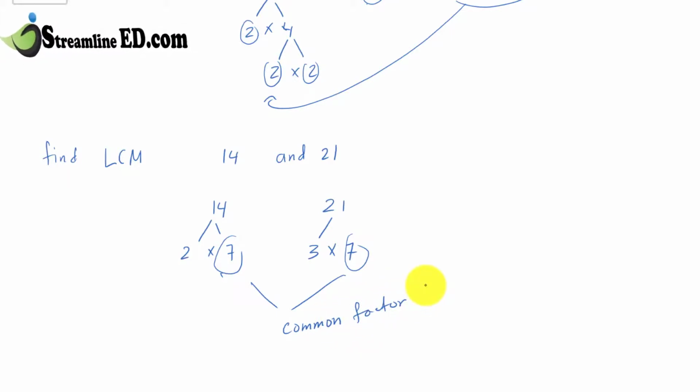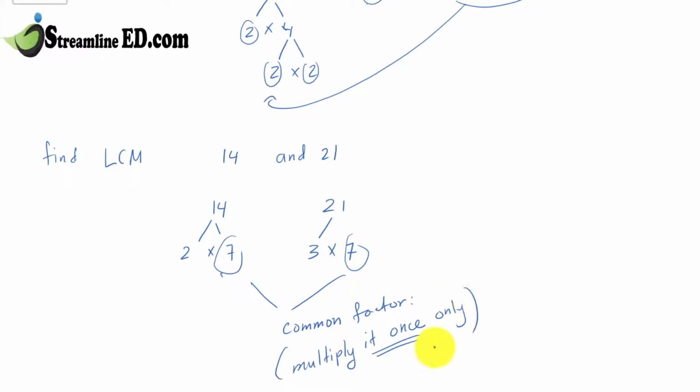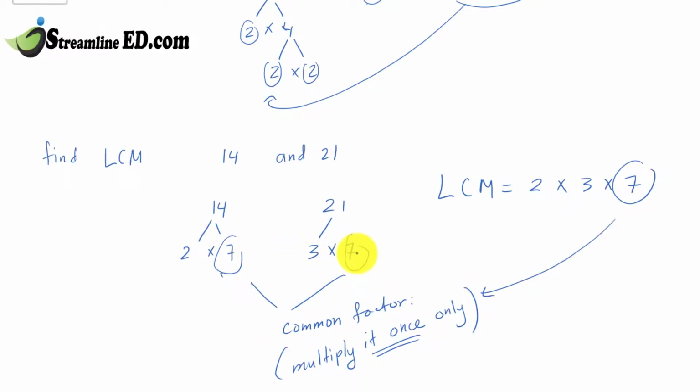Now, what's so special about a common factor? Common factors are multiplied only once. So when we have a common factor, we just multiply 7 one time. And how does that work? So our least common multiple is equal to what? Well, 2 times 3 times 7. And again, 7 is our common factor between the two numbers, so we only multiply it once.